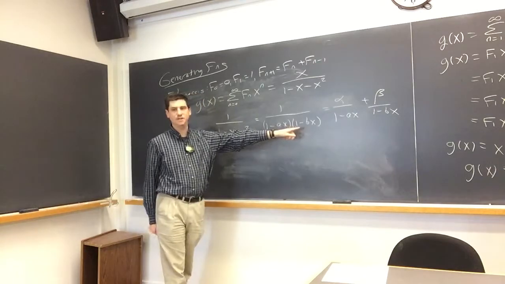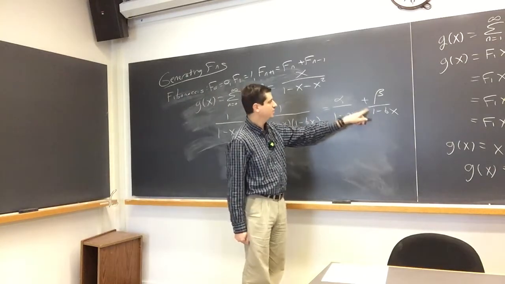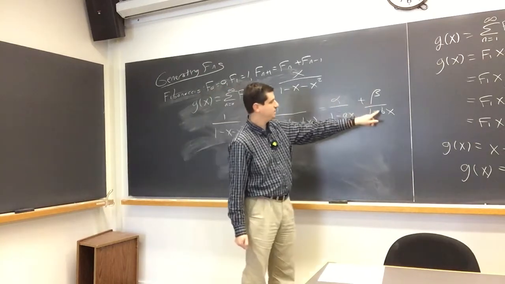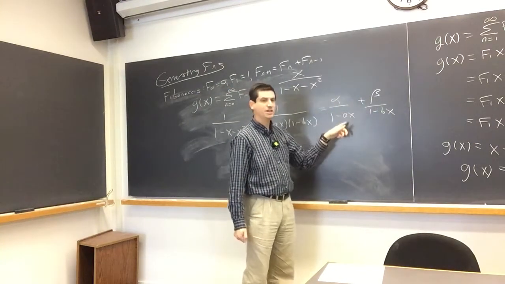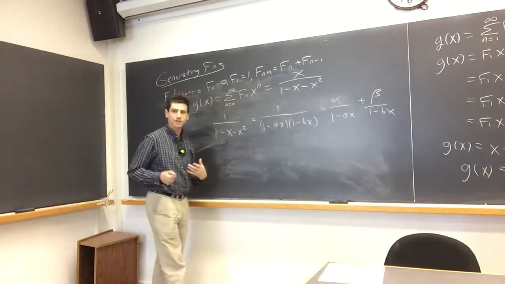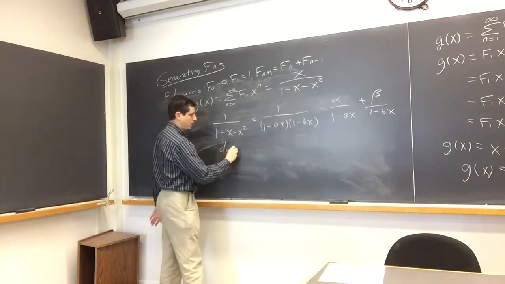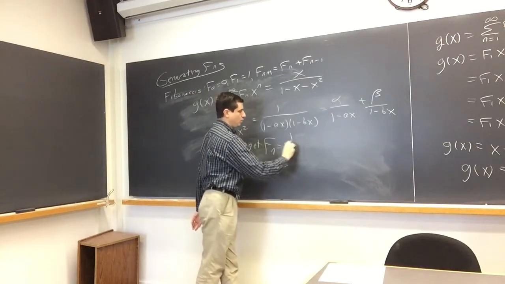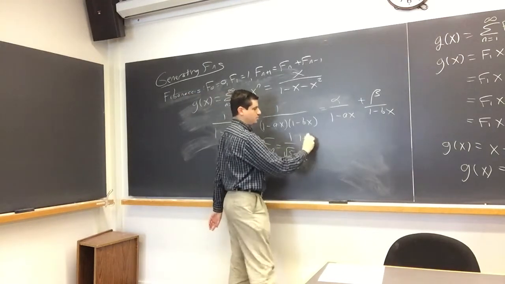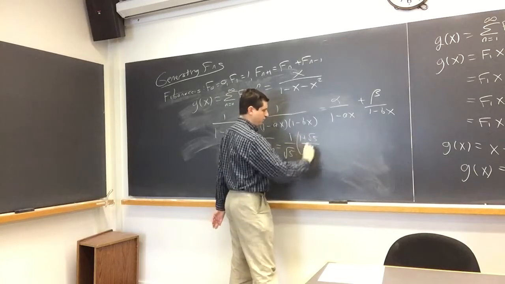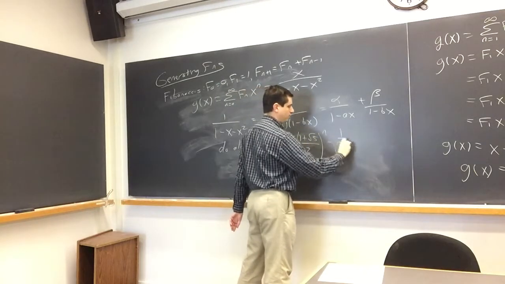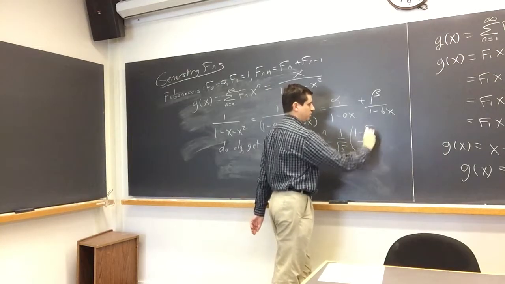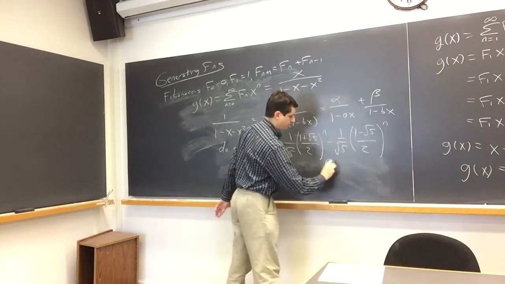So I'm not going to go through the rest of the detail. You find A and B, you then cross multiply, and you'll get alpha plus beta has to equal 1, and alpha times negative B plus beta times negative A has to equal 0. You finish and do the algebra, and you get Fn is 1 over root 5 times 1 plus root 5 over 2 to the n, minus 1 over root 5 times 1 minus root 5 over 2 to the n. It's such a beautiful formula, it's worth writing again. And this is Binet's formula.